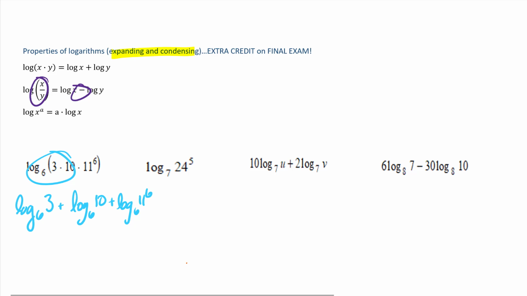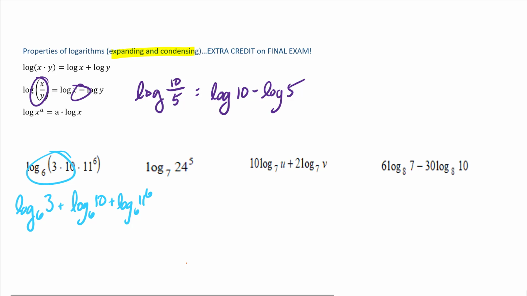So what that actually tells me is that I can rethink this: anytime I have something like log of 10 over 5, it's the same thing as log of 10 minus the log of 5. And that means the same exact thing.